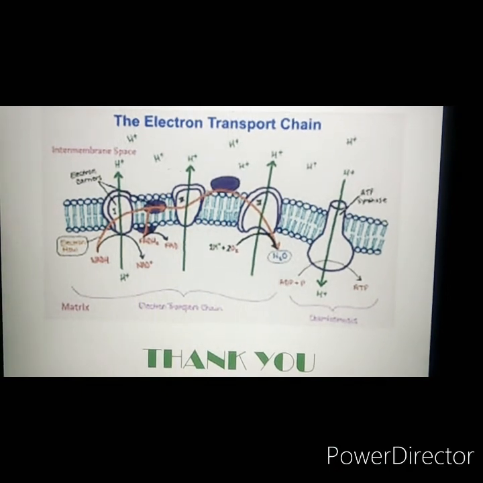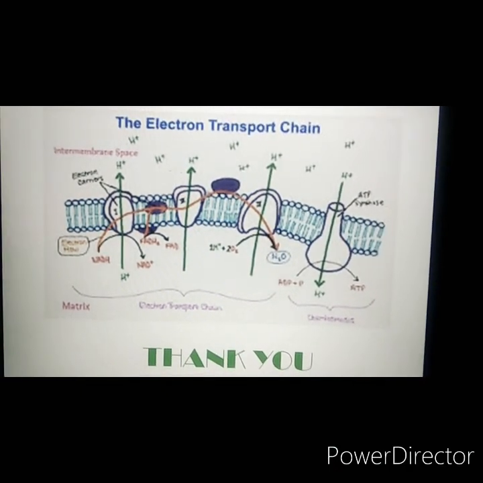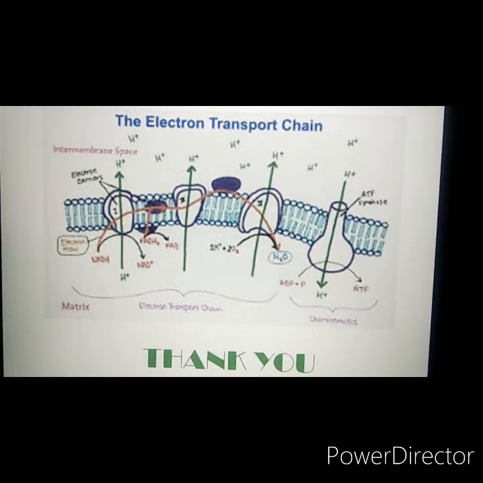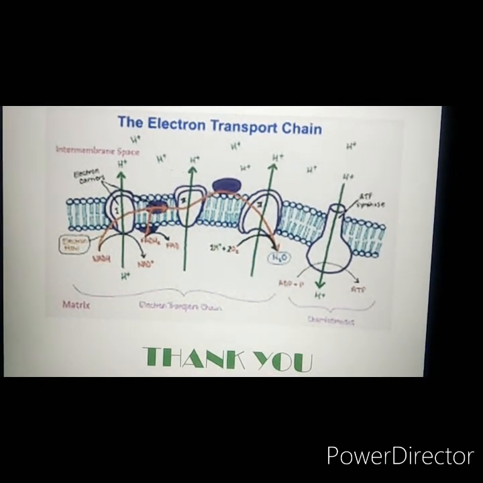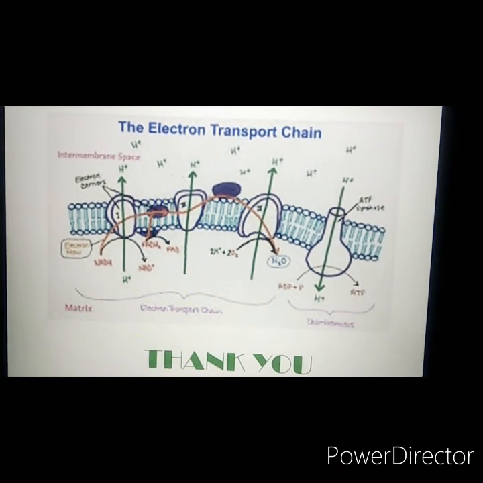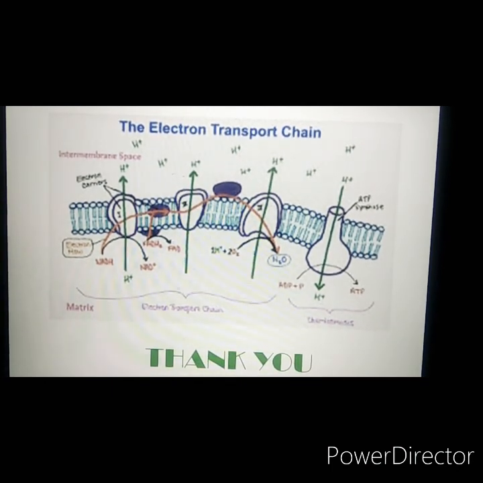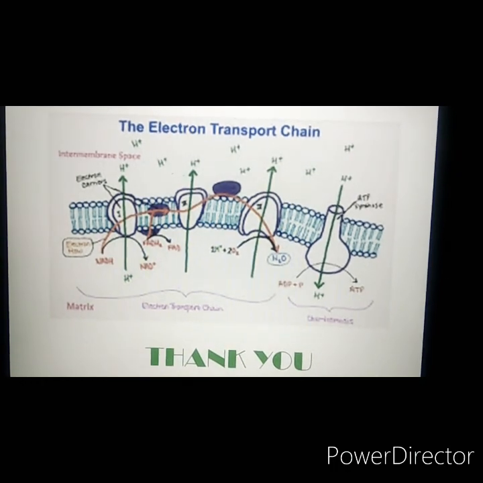So this is how electrons are transferred from the first complex to the final complex, and NADH and FADH2 are oxidized, resulting in the synthesis of ATP. So I hope you understood in this session the different mechanisms of how ETC is inhibited by different inhibitors. Thank you.